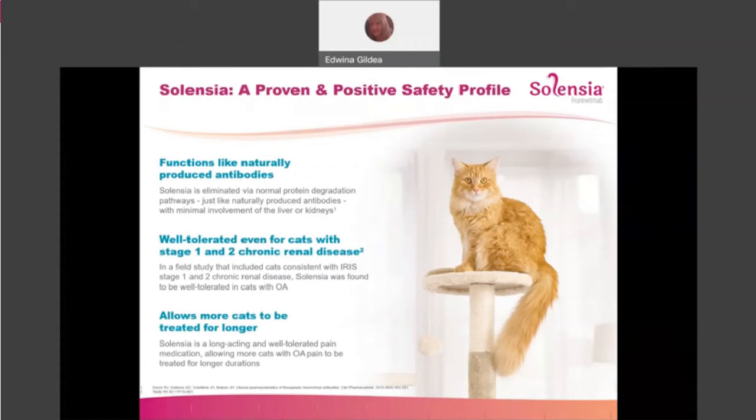So pulling it all together, we know that Silencia acts like naturally produced antibodies and therefore is processed in the same way as we mentioned. And in relation to renal disease, cats with IRIS stage 1 and 2 were actually part of the studies, and it was well tolerated in that group, and there were no adverse events reported within this group. IRIS stage 3 and 4 weren't part of the study, and this is because cats with IRIS stage 3 and 4 would be clinically unwell and wouldn't be study candidates.